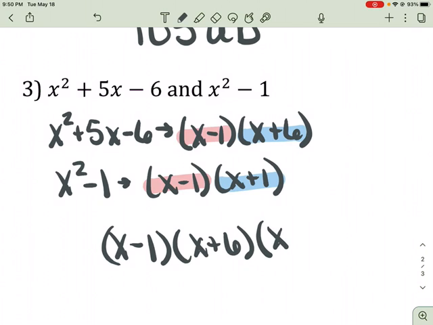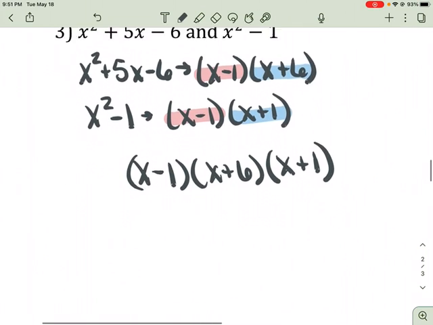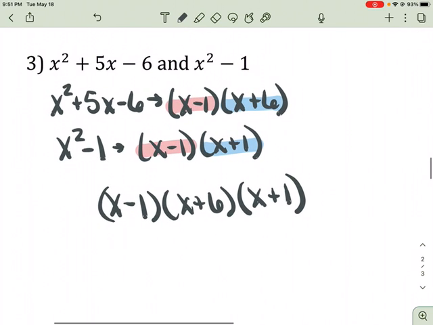Now we are not going to multiply these together. We're going to leave it in its factored form, because this ties in with finding common denominators for adding and subtracting. You need a common denominator to add and subtract, so we're not going to multiply them together. We're going to leave them factored. All right, let's try.